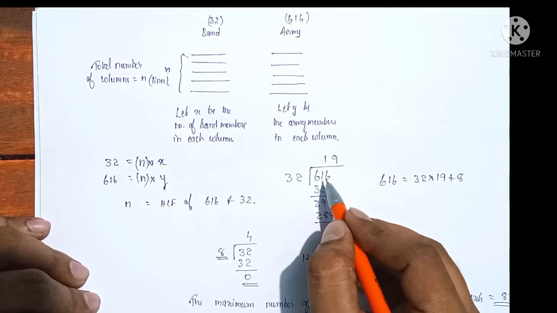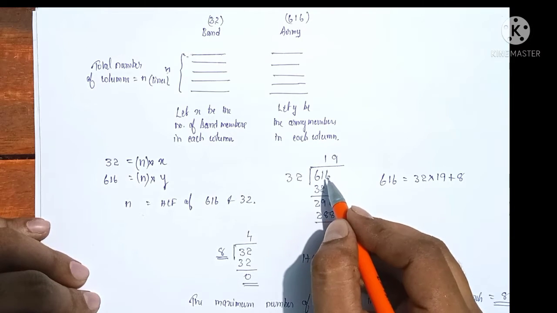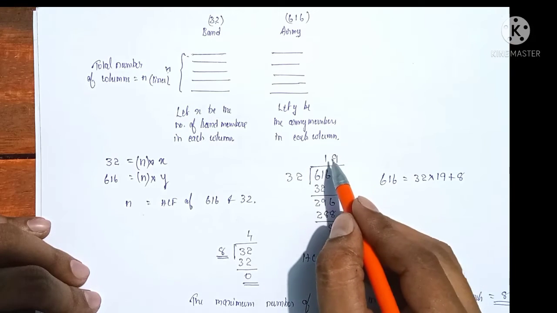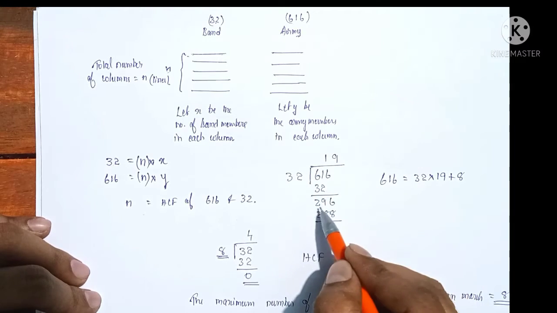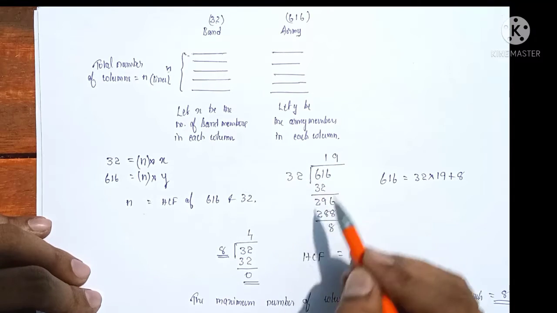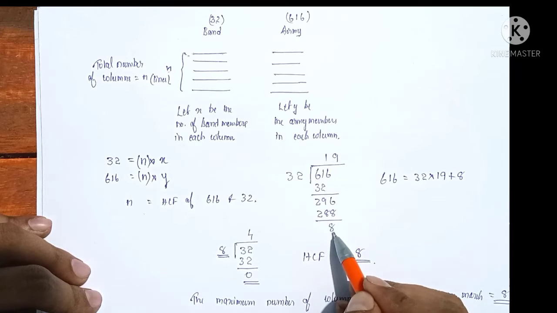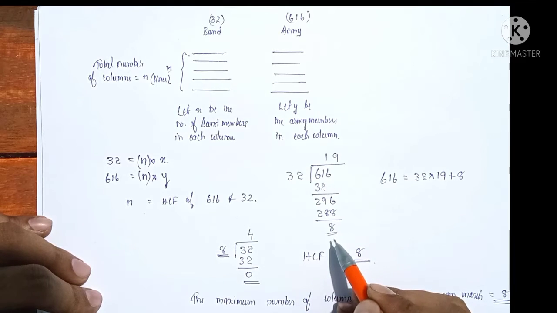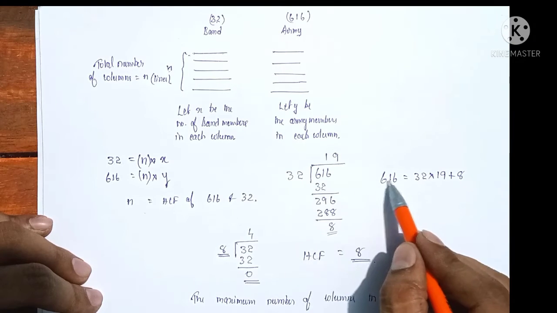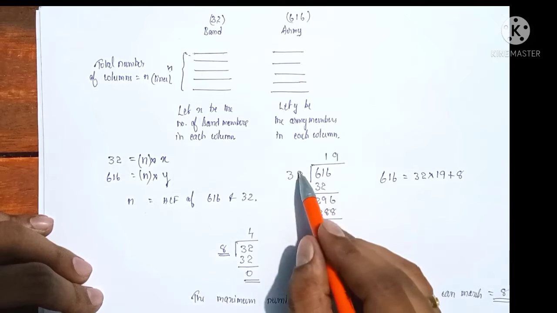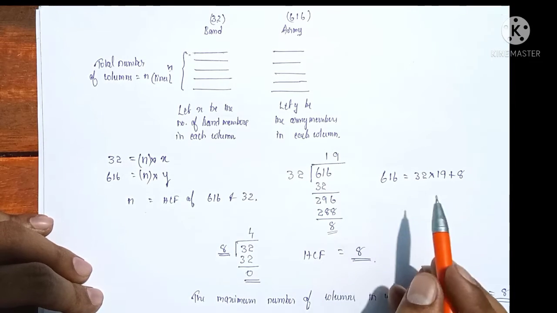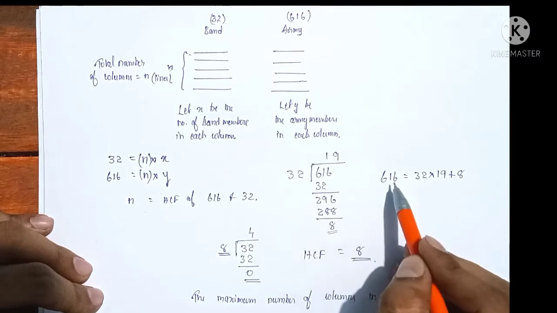We will find the HCF using Euclid's algorithm. 616 divided by 32. We get 1 into 32 is 32, the remainder is 29, the 6 comes down, 296. So 9 into 32 is 288. The remainder is 8. As the remainder is not 0, we have to continue the division process. So here we can write 616 is equal to 32 into 19 plus 8, as per Euclid's algorithm.